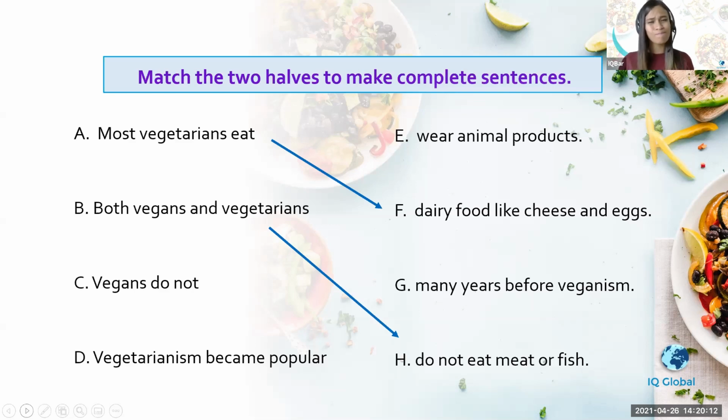Vegans do not E, wear animal products, or G, many years before veganism. I think that one was quite obvious. Well done. So vegans do not wear any animal products, whether it's leather or snake print or leopard print. They do not wear any of those products. Good job. All right, and the last one. Vegetarianism became popular. Good. Many years before veganism. Well done, everybody. Great work.